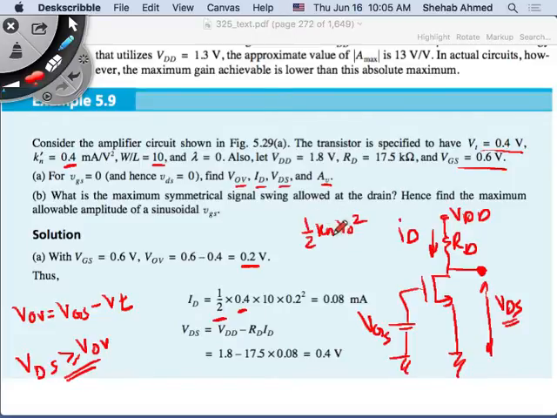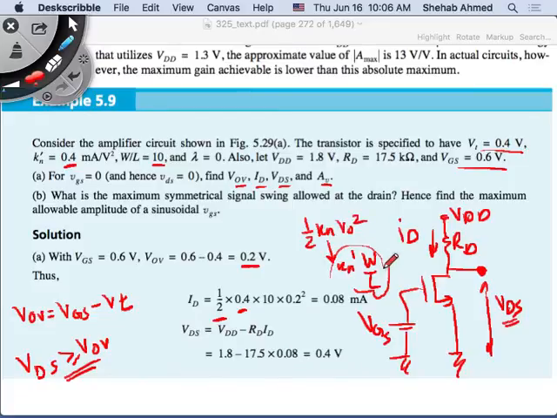I forgot. It's either Kn or Kn prime W over L. Kn is what we have in the equation before. But remember, Kn was your transconductance parameter, equal to Kn prime W over L. They grouped this into Kn. They just called it that. No, it's not the same. Kn is equal to Kn prime W over L.